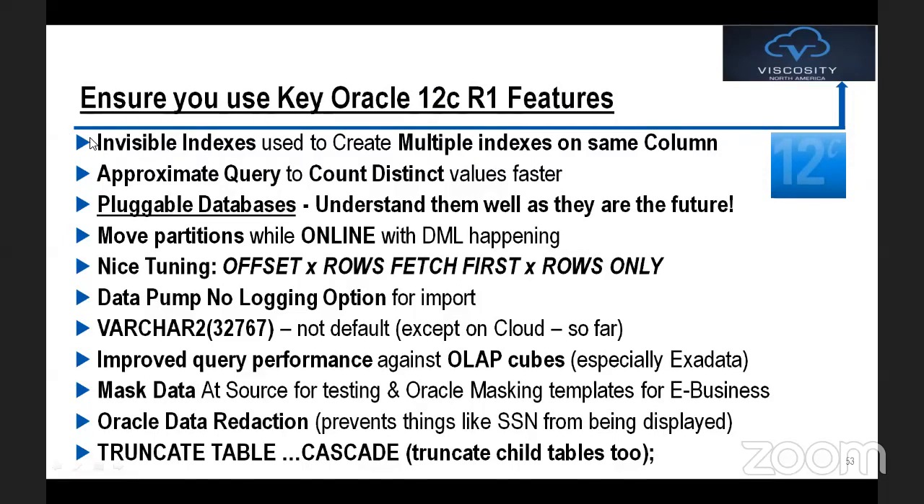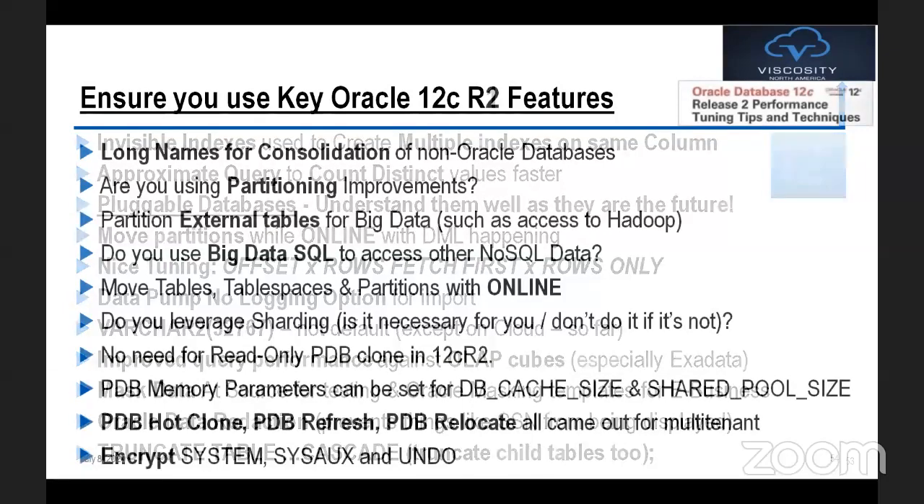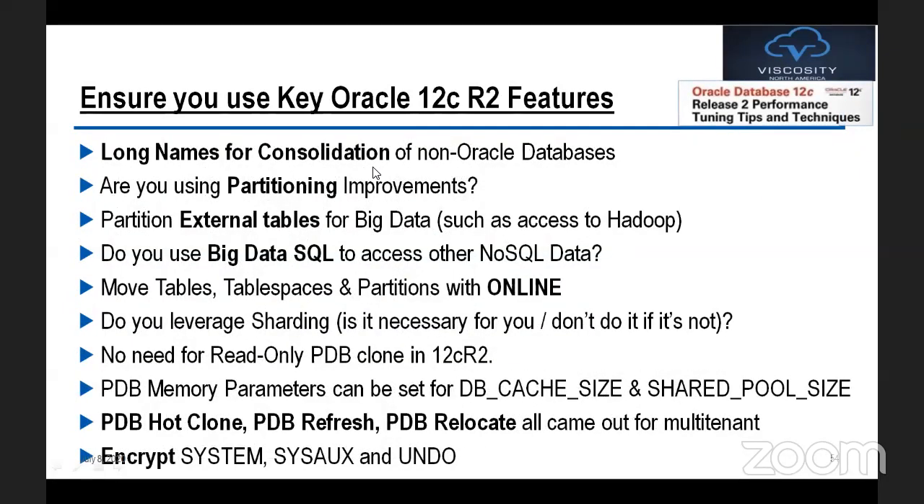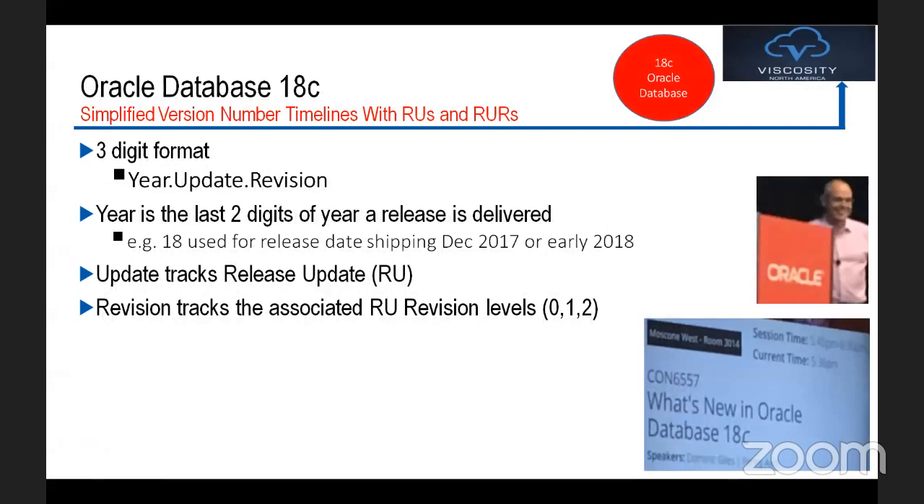Do we understand what invisible indexes will do? That the DML, if I build a lot of invisible indexes, could be costly. Do we understand how to use Approximate Query as I do data warehousing? Do we understand multitenant and how to use pluggable databases? Are we doing things online? Are we starting to consolidate other databases? Using all the different partitioning enhancements, do we understand how to use external tables for that big data? These are important things for 19.